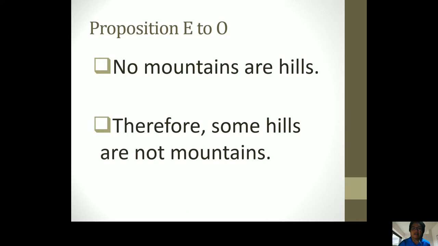Some hills are not, because it is O, which means particular negative, mountains, your previous subject term. Okay, so that is for partial conversion. Again, when we say conversion, as a recap, you're going to make your subject into predicate and your predicate into subject. You will not change anything on your verb.